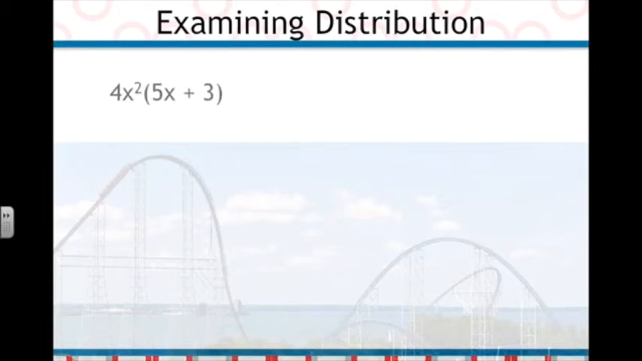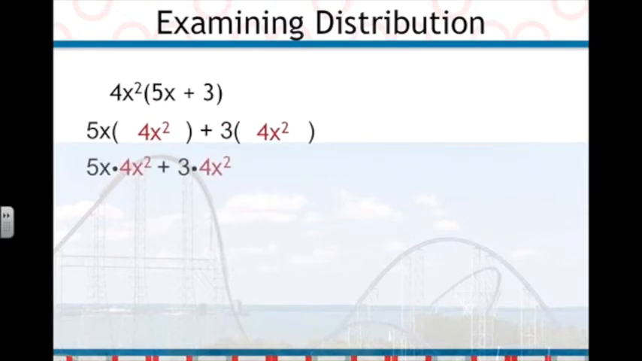To start looking at factoring, I want to first look at distributing. If we have the problem 4x squared times the quantity 5x plus 3, we need to distribute the 4x squared to both the 5x and the 3. Now we have 5x times 4x squared plus 3 times 4x squared. Multiplying these like we learned earlier, we get 20x cubed plus 12x squared.